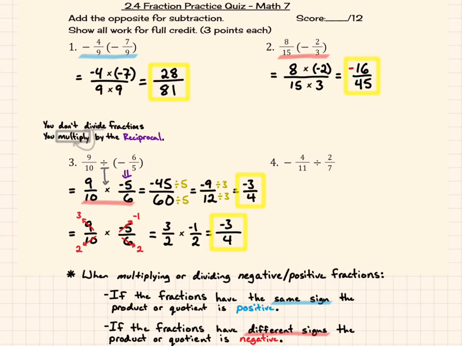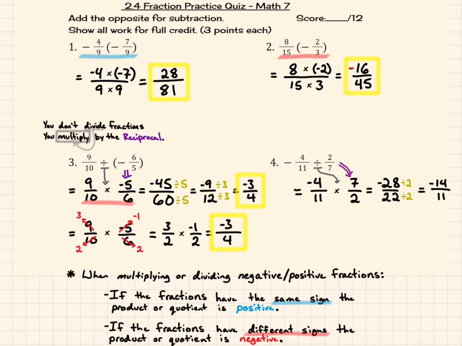Number 4, we have negative 4/11 divided by 2/7, so I'm going to change that to multiplied by 7/2. So I'm going to keep, change, flip, and I end up with negative 28 over 22. Divide both the top and the bottom by 2, I get negative 14 over 11.